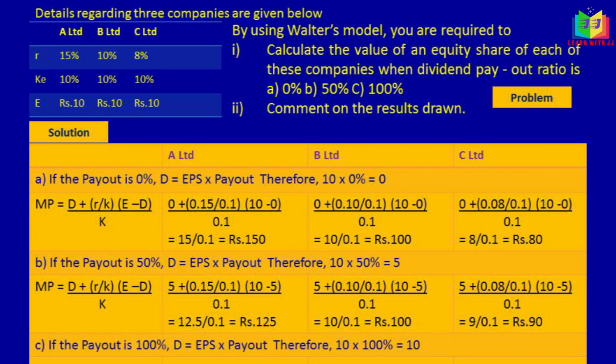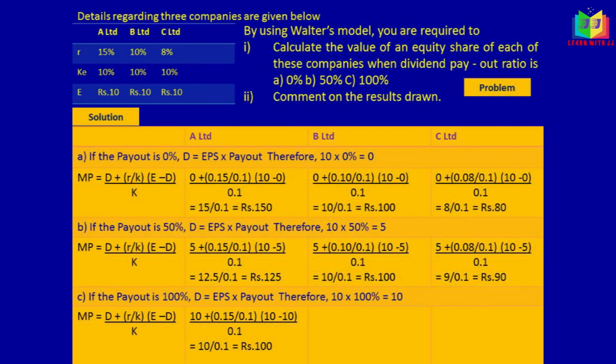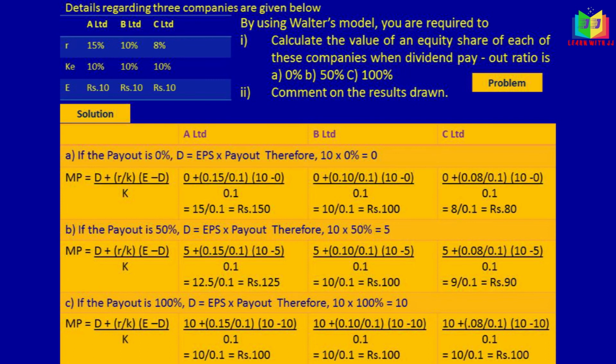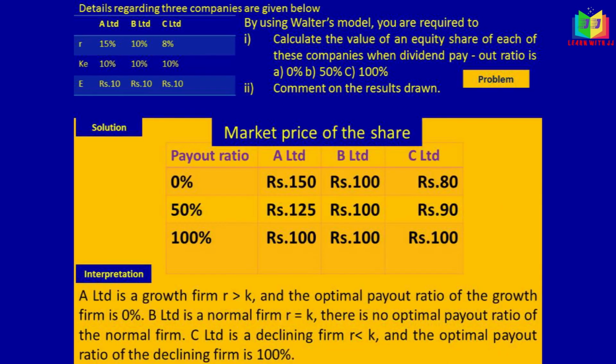The third option is payout 100%. If the payout is 100%, D is equal to 10 rupees, because 10 into 100% gives 10. So the dividend is 10 here. If we substitute in the formula, we get for A Limited rupees 100, for B Limited also 100, and for C Limited also 100. We found the market price of the three different companies under three different payouts, and it is time to interpret the results.